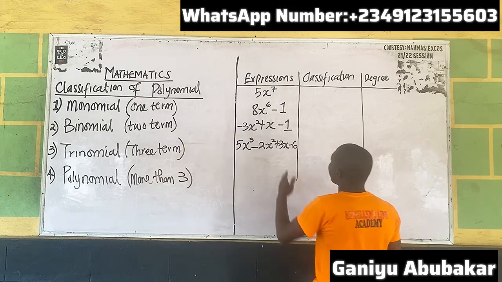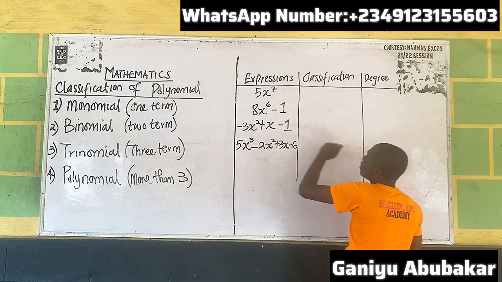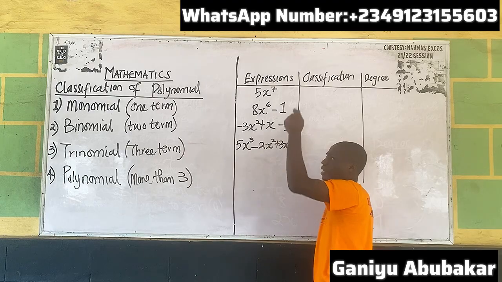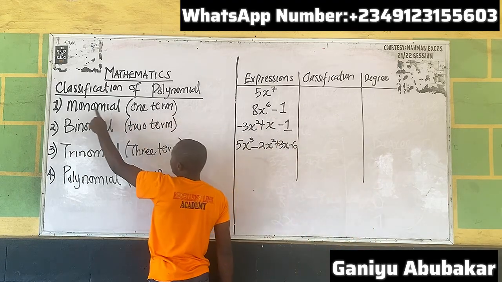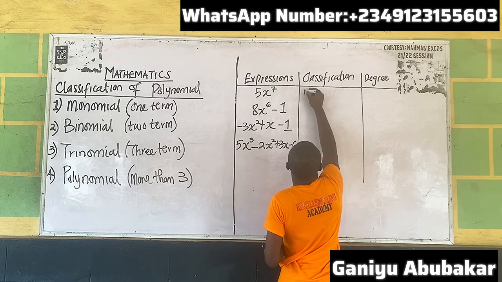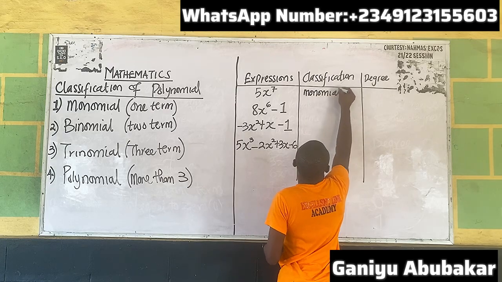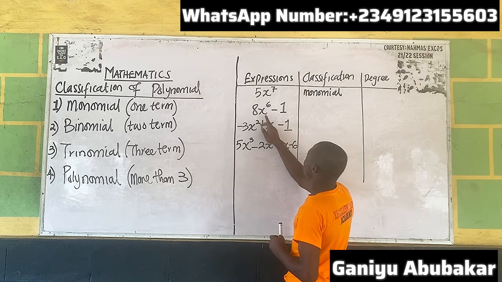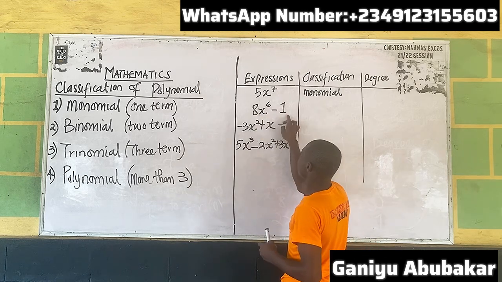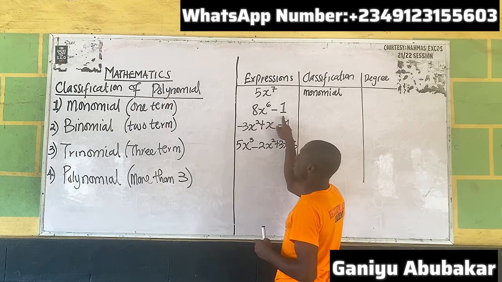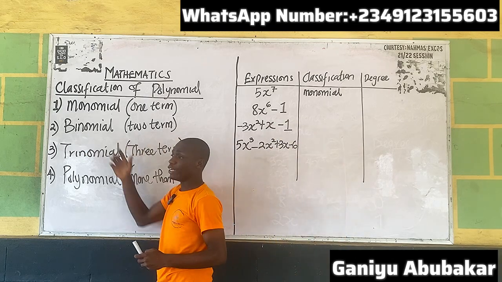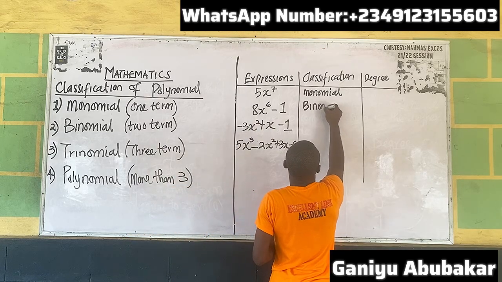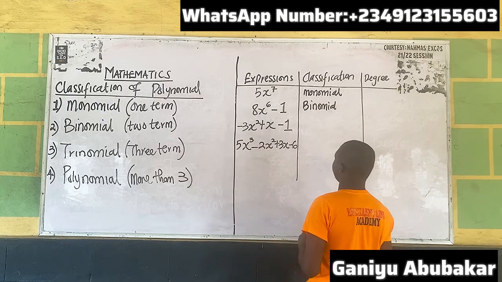Now, in this case, I'm asked to state the classification and degree. If I'm having 5s to the power 7, what classification will it fall under? This one here is just one term. One term signifies a monomial. So this one becomes a monomial. This next one has one term and a second term, so I'm having two terms here. Two terms becomes a binomial. So this expression is called a binomial polynomial, or expression if you want to.